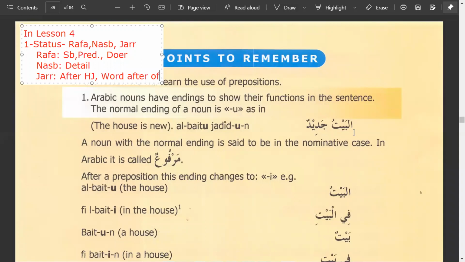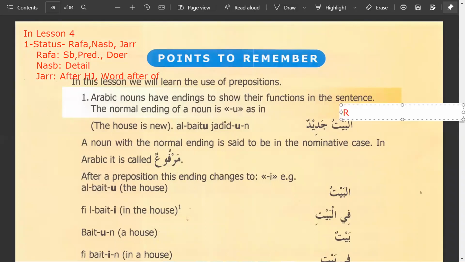So, okay, let's take this example. Al-baytu jadidun. Okay, al-baytu is what status? Al-baytu is Rafa. Why is it Rafa? Because it's the subject and it's at the beginning of the sentence. Excellent. And you also know that usually if I say a house, it's baitun, with tanween at the end. But when the al comes, the tanween goes away. Yes, excellent. So al-baytu is rafa and it is with al. And what is this word? Jadidun. The house is new.